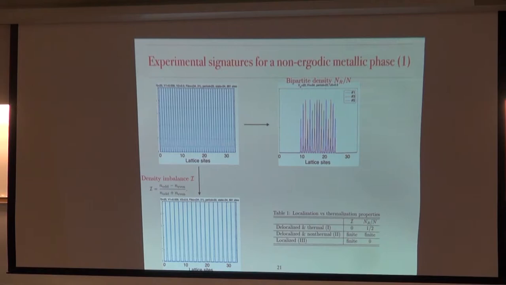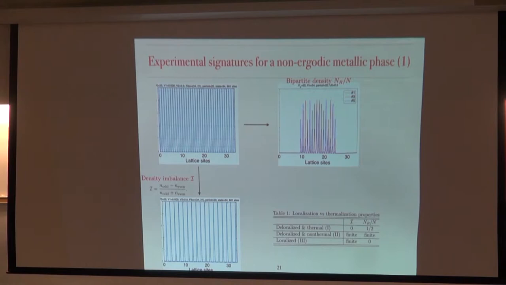So we define localized as the particle doesn't expand and there's a finite even odd imbalance. We define extended as there's totally no even odd imbalance, but there's a particle expansion to the largest extent possible. And in the intermediate phase, we are seeing that there are both a finite even odd imbalance and a finite expansion.